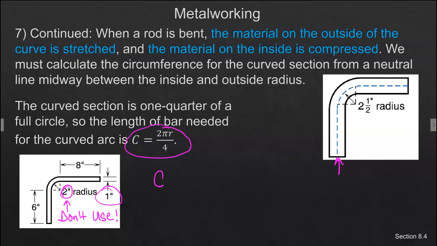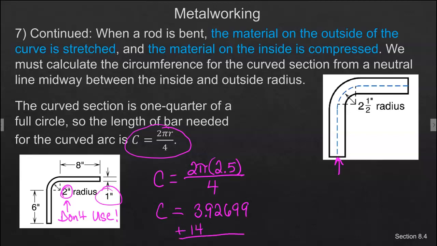All right, so circumference is going to be 2 times pi times 2.5. We divide that by 4 because it's a quarter turn. Remember, quarter of a circle. And we get 3.92699. We add that to the 14, right? And we end up with about 17.9 inches. Now I went ahead and rounded that once I add them together. You could probably round it a little bit more than I did in the first place.